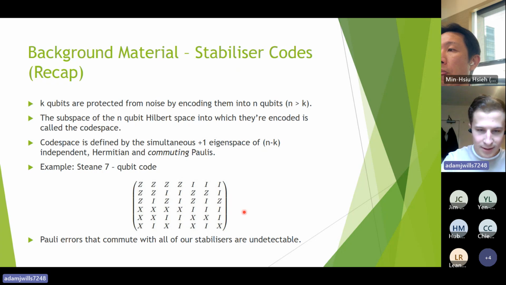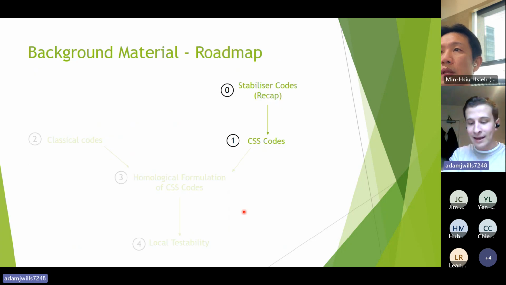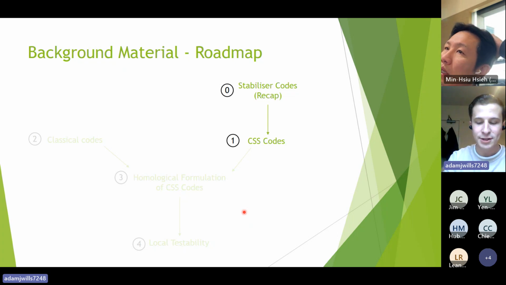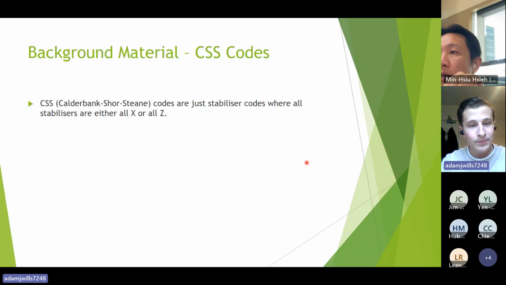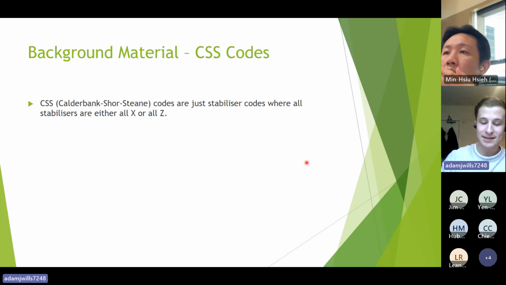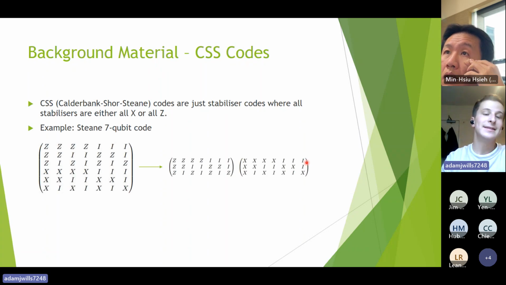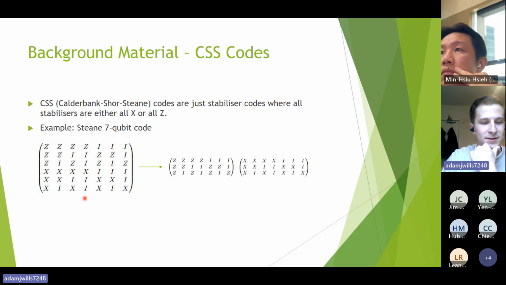So if that's all right, I'll move on to CSS codes, which are a generally fairly, at least for now, non-threatening specialization of stabilizer codes. So these are just stabilizer codes in which every stabilizer contains either all X or all Z. So no Y's at all. And every stabilizer must contain only X's or only Z's. So there's no mixture. An example, again, is the Steane 7-qubit code, where you can see here, these first three are all Z, these last three are all X, so we can split them. And we can write them in these two separate matrices here.